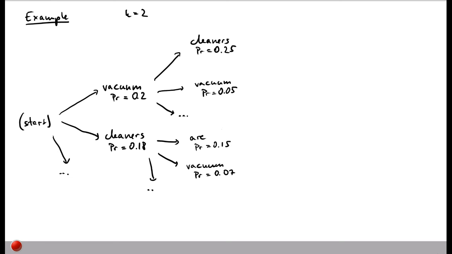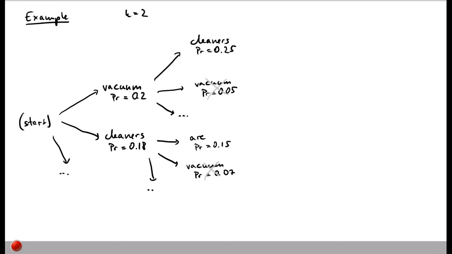So we will take the 20% of vacuum and multiply it with the 25% of cleaners. This gives us the probability of this being the right path in our beam search. And we do the same for all the other paths. And then what we find is that out of the four options that we have on the table right now, these two are less likely than the other two.